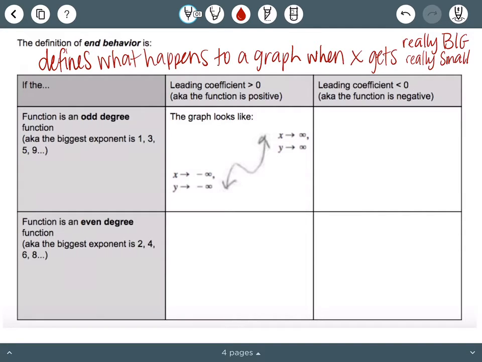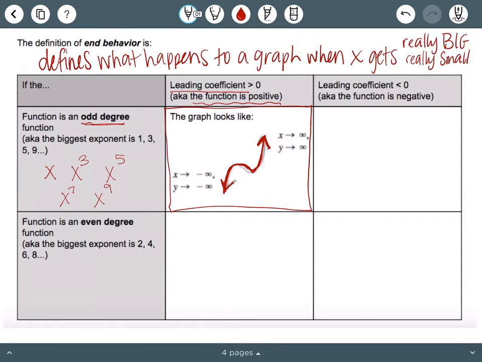So what's happening in this box is we are talking about when we have a leading coefficient that's greater than 0. So what that means is the function is positive. So it's like x squared, or x to the third, as we can see here. Here's x to the third, and the function is an odd degree. So this means that we have x, or x to the third, or x to the fifth, or x to the seventh, or x to the ninth, right? So one of those graphs is ultimately going to be up and down like this, okay?